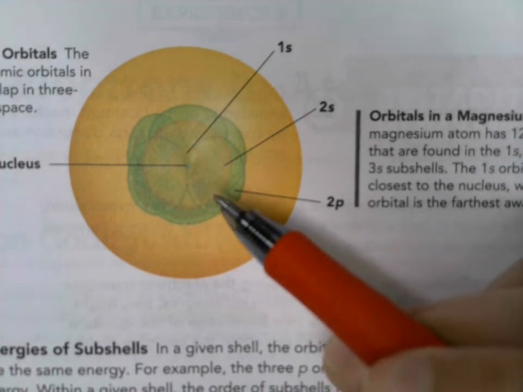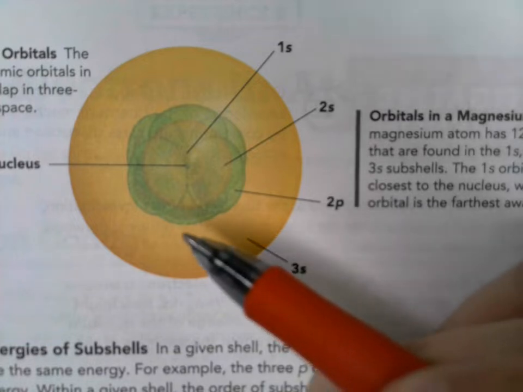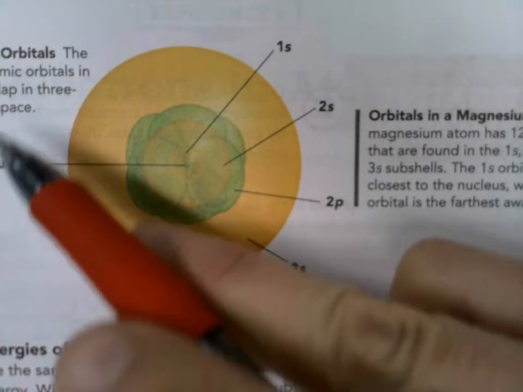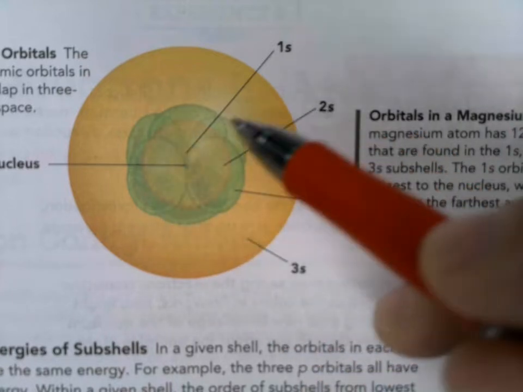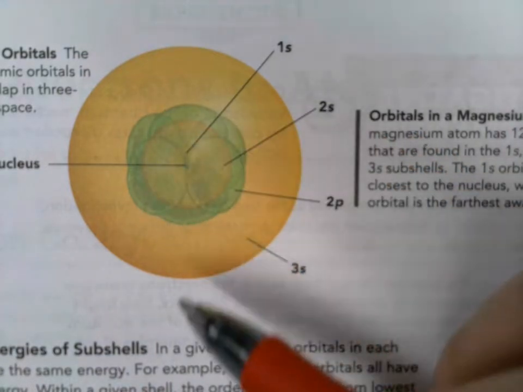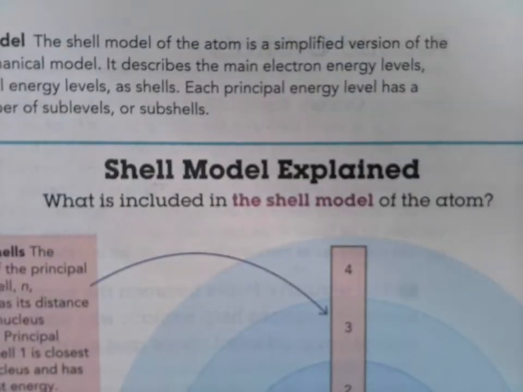And then lastly, if we have more electrons that we need to place, we're going to put them out further in this 3s shape. And if we had more electrons still, we can make more p shells to fill in. Okay? So let's just recap.